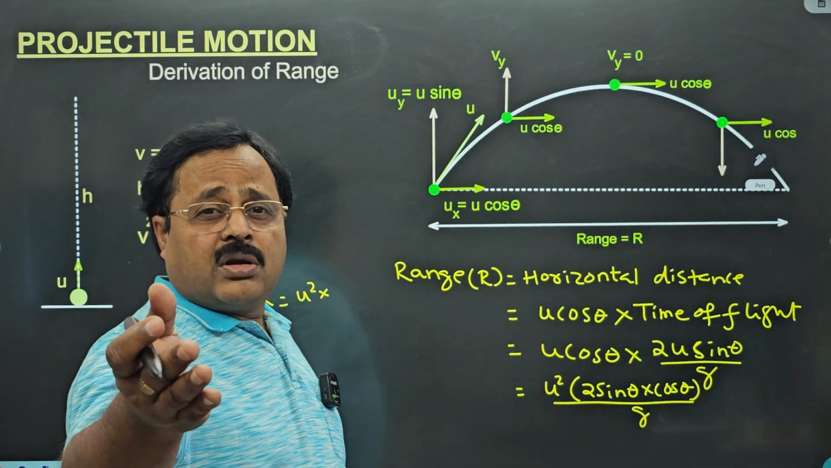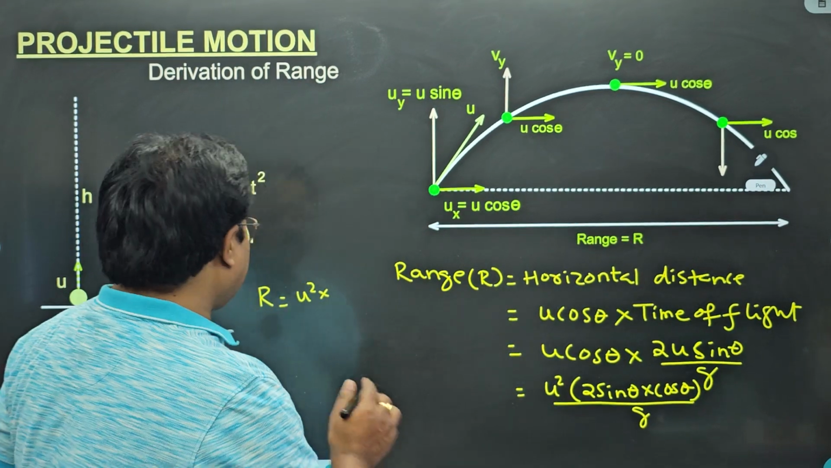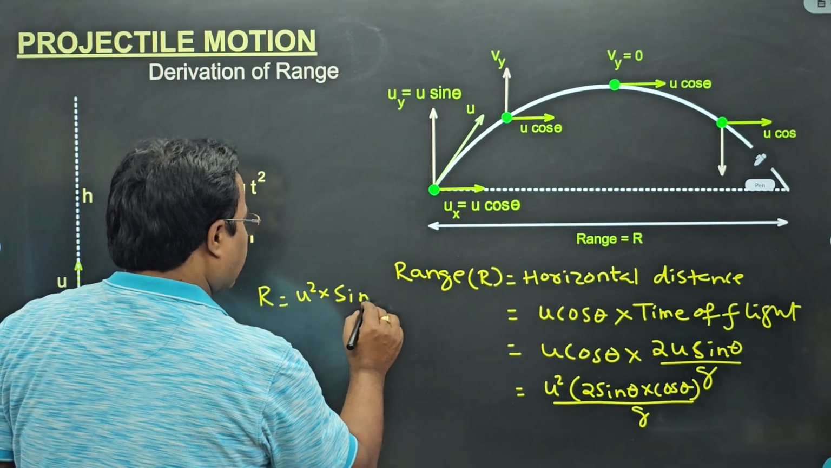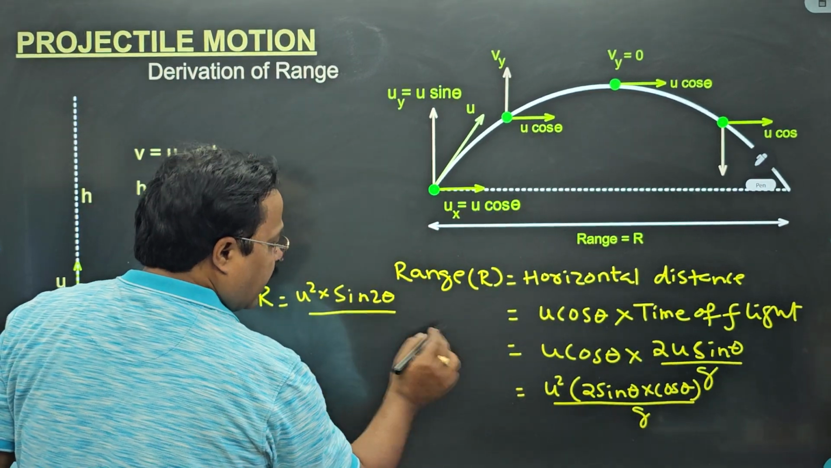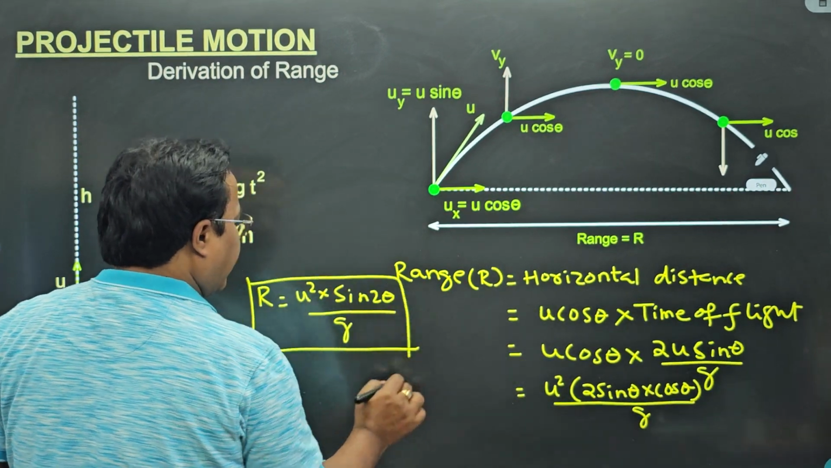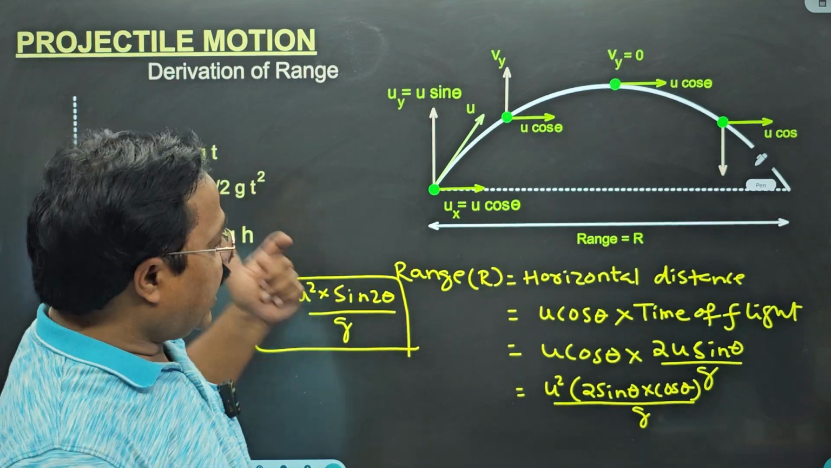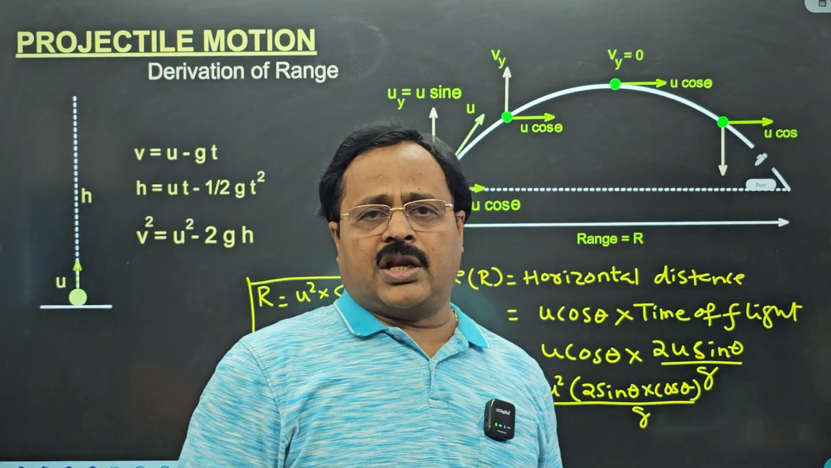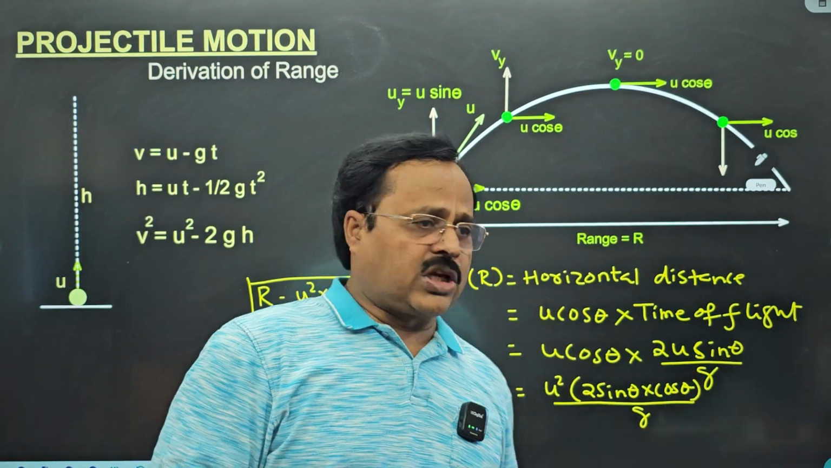You have already read in your trigonometry, 2 sin theta into cos theta is equal to sin 2 theta. So expression for range is U square sin 2 theta by G. So expression for range in an oblique projectile motion is equal to U square sin 2 theta by G.